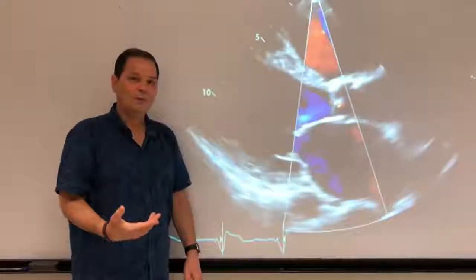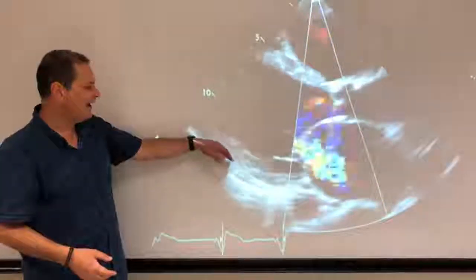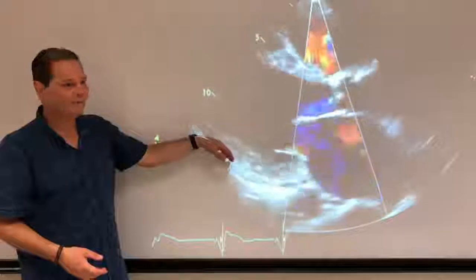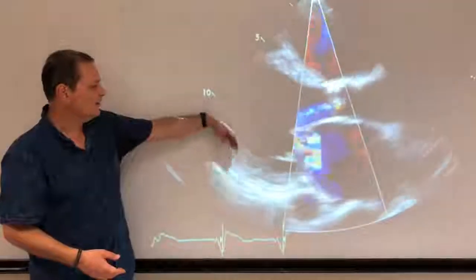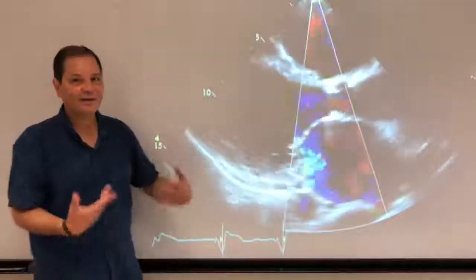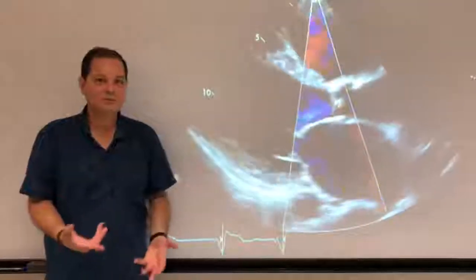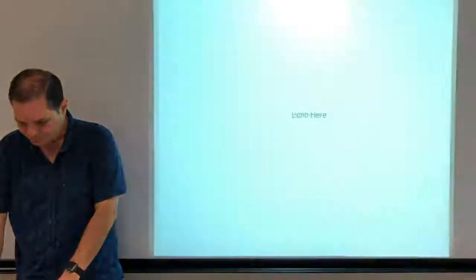There are other reasons as well, but nevertheless, this is abnormal. This wall is barely moving. It's only changing the volume of this ventricle about 10%. That's not good. That's very abnormal. You should recognize that, all right?